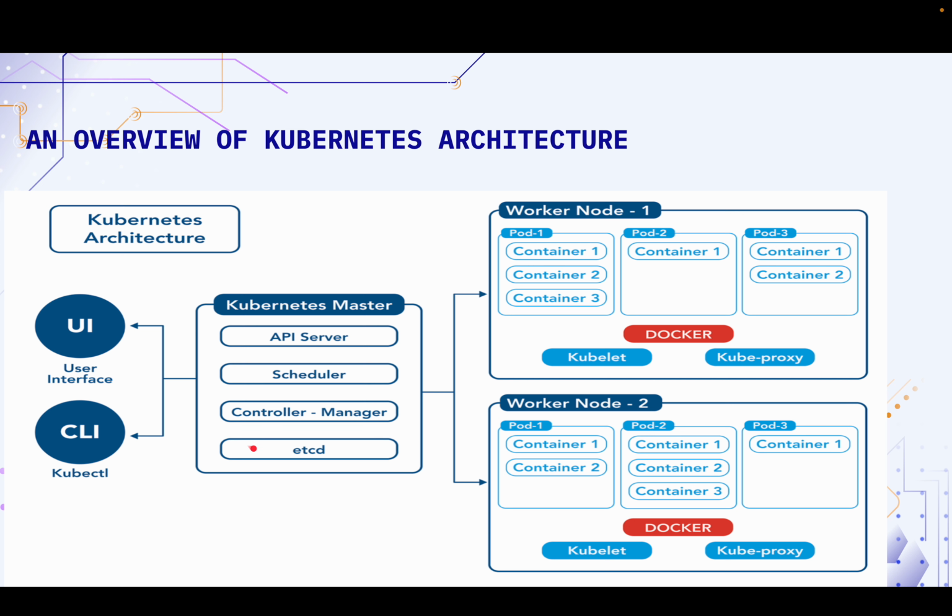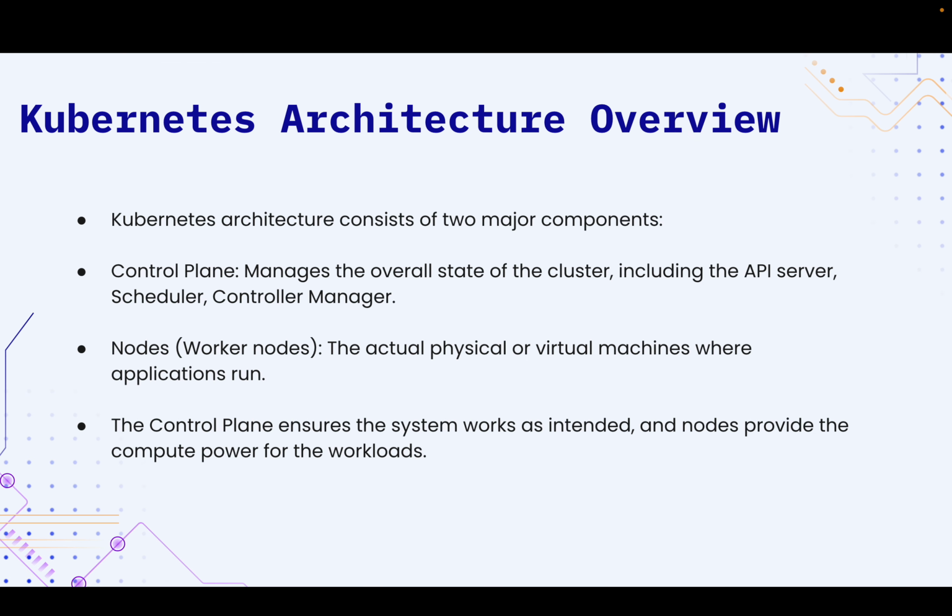Then we have something called etcd. This is a distributed key value store used by Kubernetes to store the cluster state and configuration data. They're going to store all the metadata about the cluster in this key value storage database system. So that is the basic Kubernetes architecture. We're going to cover a little more going further. I just explained the control plane and the worker nodes.